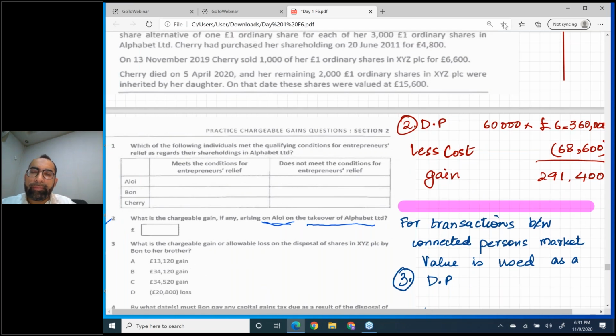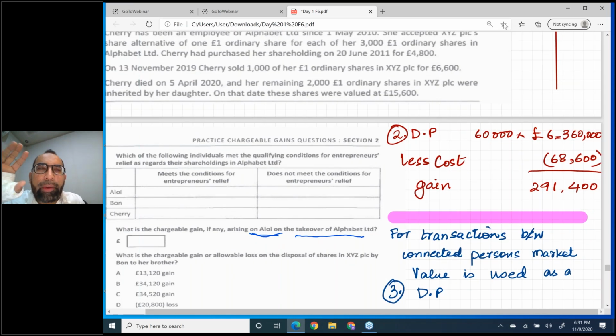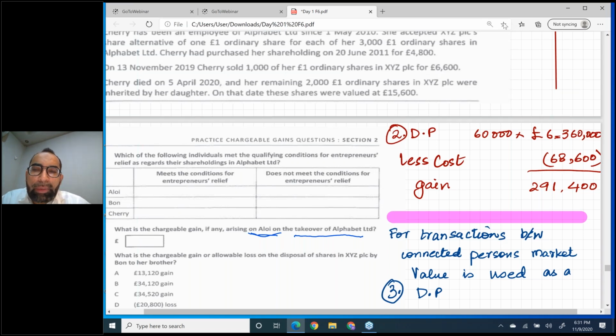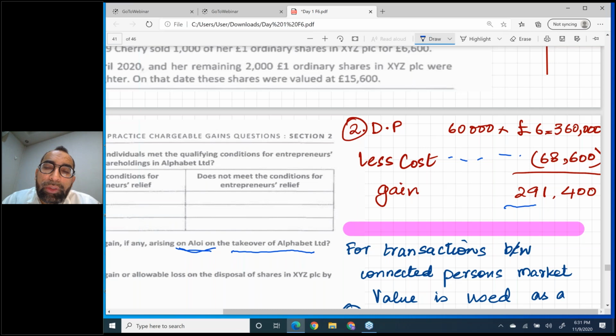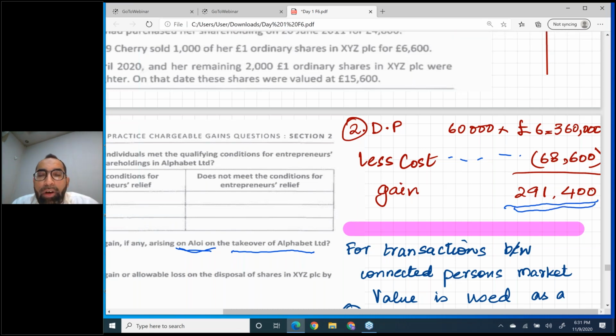See this working. Alloy owned 60,000 shares, and the cash alternative is £6 for one share. So 60,000 shares multiplied by £6, the disposal proceeds will be 360,000. I just told you that the cost of Alloy is 68,600. So automatically the gain will be 291,400.